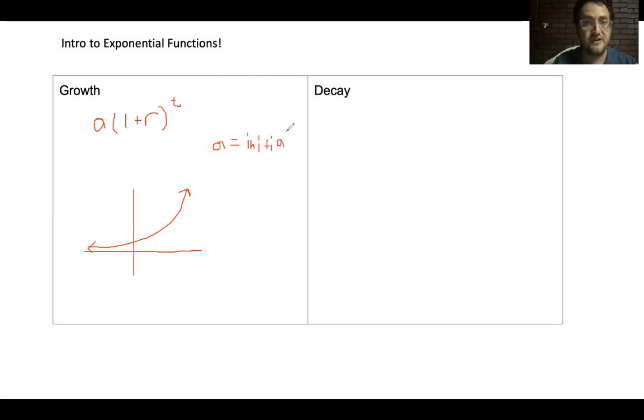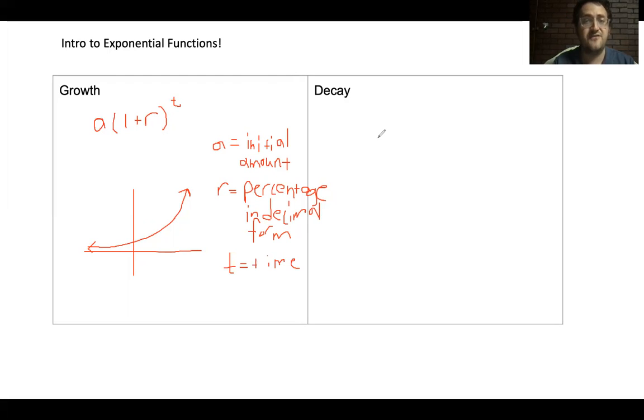So that could be how much money you put in your retirement account, or how many people are in Indianapolis today, or how much chemical you have in moles or something like that. The r represents the percentage in decimal form. And t represents our unit of time.